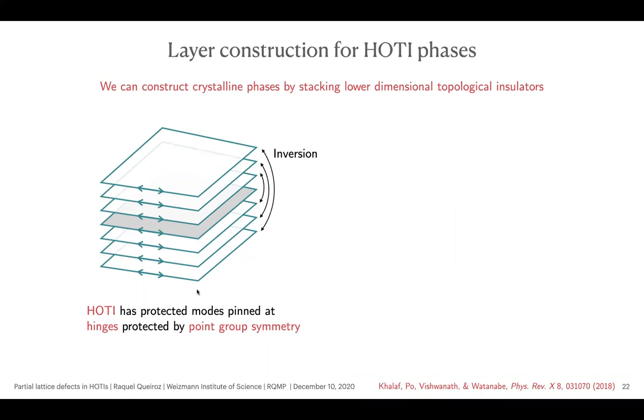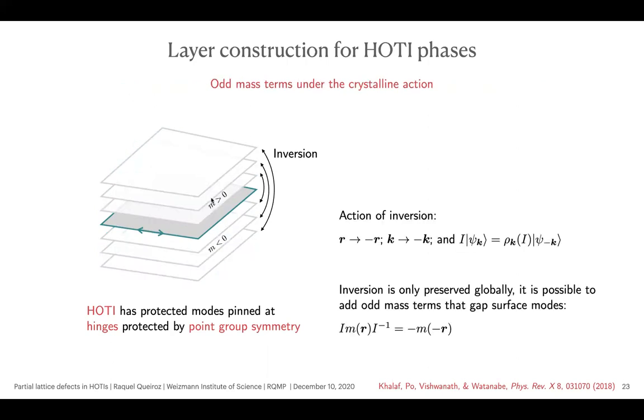So when we do that, nothing forbids me from gapping out all of these helical modes around these 2D topological insulators. And I know that what would gap those helical modes would be something that breaks inversion symmetry. So basically what we have here are various 1D modes, I cannot... actually, okay, it's not okay.